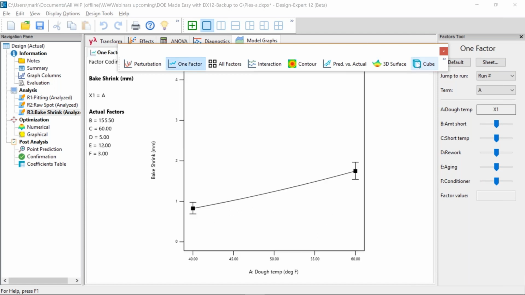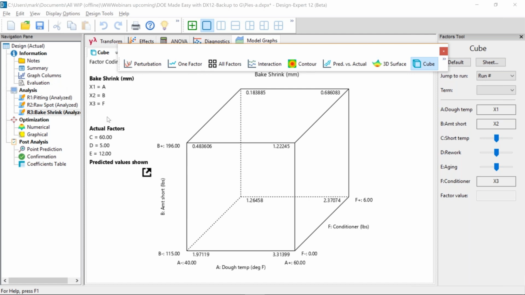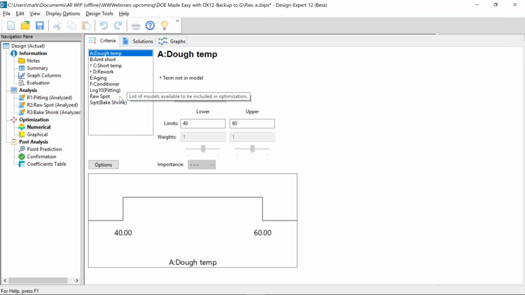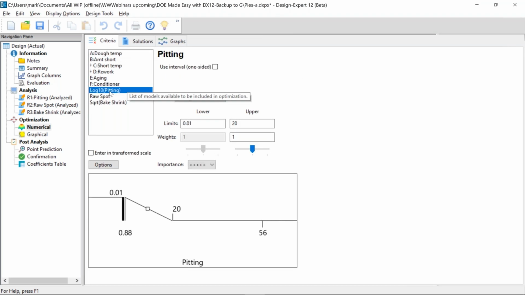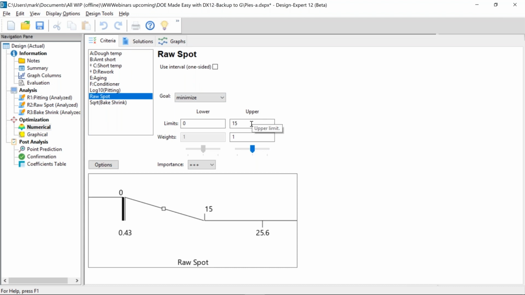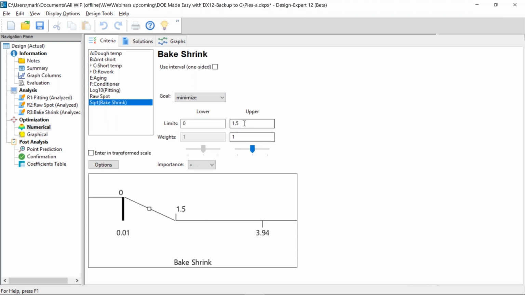So after we finish analyzing each individual response and feeling we've got good models, the beauty of Design Expert is you can then go to a multiple response optimization, and we go in here and we say we've got to have less than 20 pits. We have to have raw spots less than 15. And the bake shrink, which was actually analyzed in the square root scale according to the Box-Cox transform, we want to get less than 1.5.